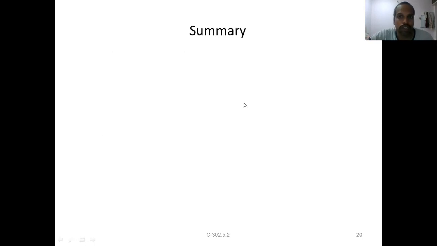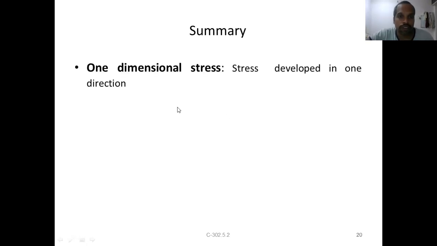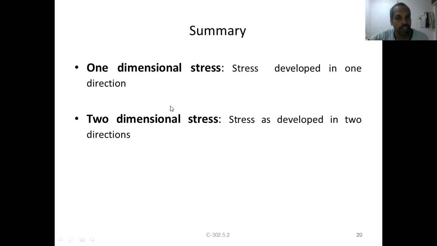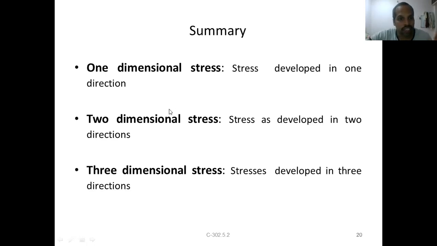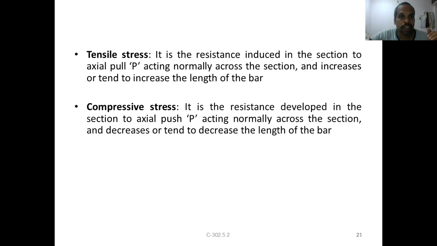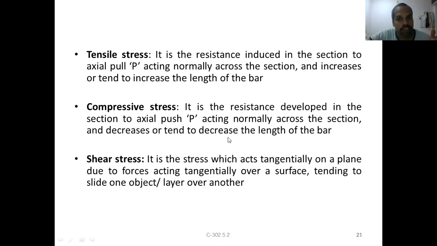Let us summarize what we have discussed in this class. We discussed different types of stresses based on the dimension or direction of force. If the force acts along one direction, it is one dimensional; along two, two dimensional; along three directions, three dimensional, and stresses develop along all three directions. Tensile stress is the resistance induced in the section due to the axial force P acting normal to the section, and it tends to increase the length of the bar. Similarly, compressive stress tends to decrease the length of the bar.